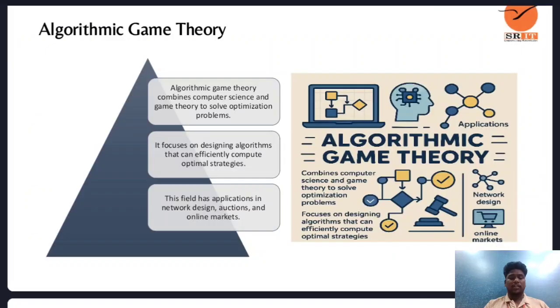Coming to the next slide, algorithmic game theory. Algorithmic game theory combines computer science and game theory to solve optimization problems. It focuses on designing algorithms that can efficiently compute optimal strategies. This field has applications in network design, auctions, and online markets.